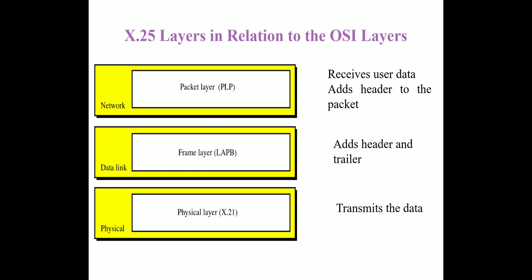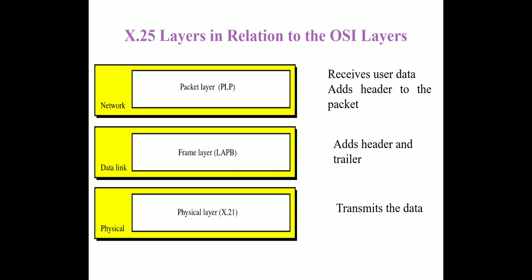Now, the relationship between the OSI layers and the three layers of X.25 is shown in the figure. The yellow ones are the OSI layers. So if you see, the physical layer of X.25 is the same as the physical layer of the OSI model. The frame layer is similar to the data link layer of the OSI model. And the packet layer works at the network layer of the OSI model.